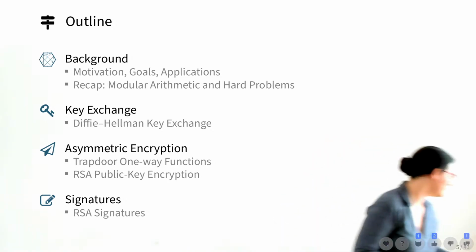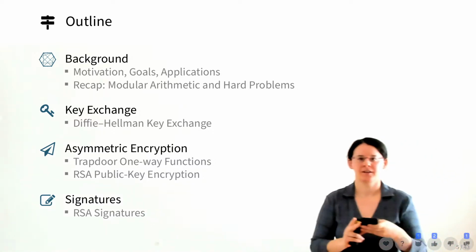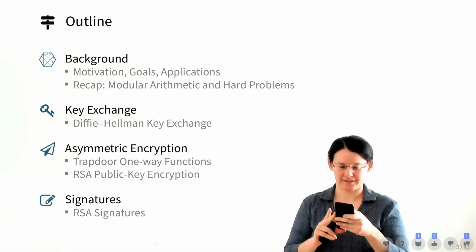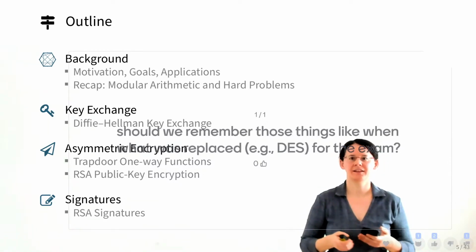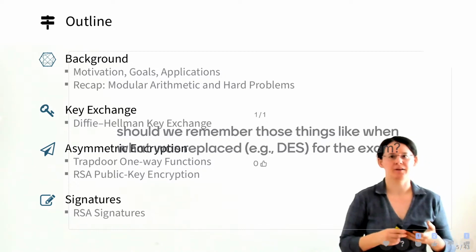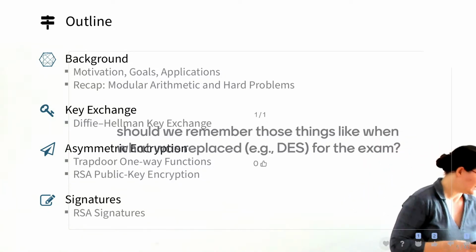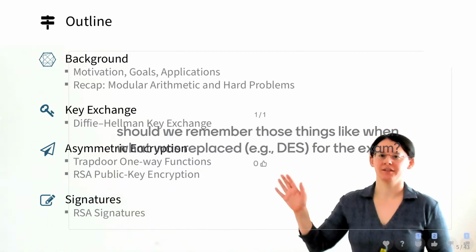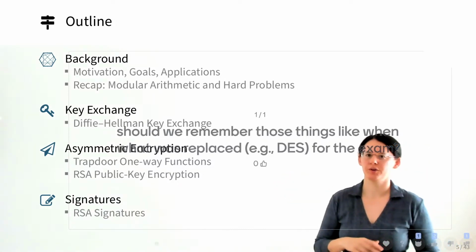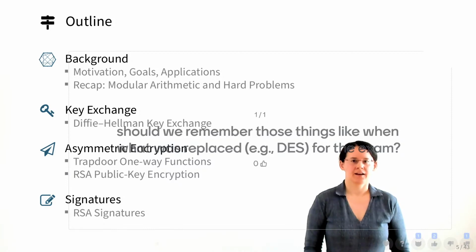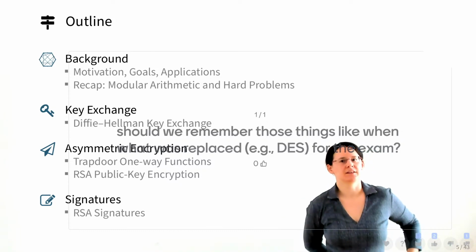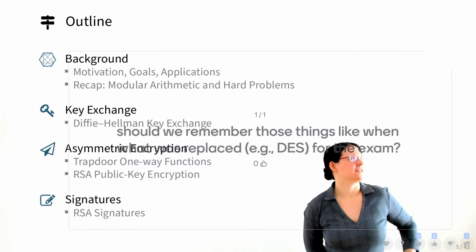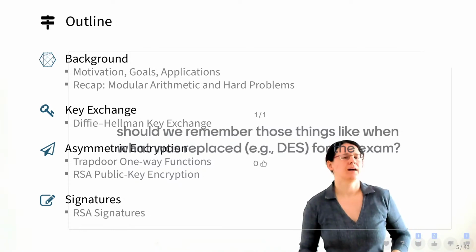I see there is a question. Let's maybe handle that first. The question is whether you should remember things like what was replaced for the exam. I think it's a good idea to know about the DES, knowing that it's not good for use anymore, but recognizing it. It's not the most important message I try to get across, so it's not going to be a major part. I don't think I've ever asked it in the exam before, if I remember correctly.